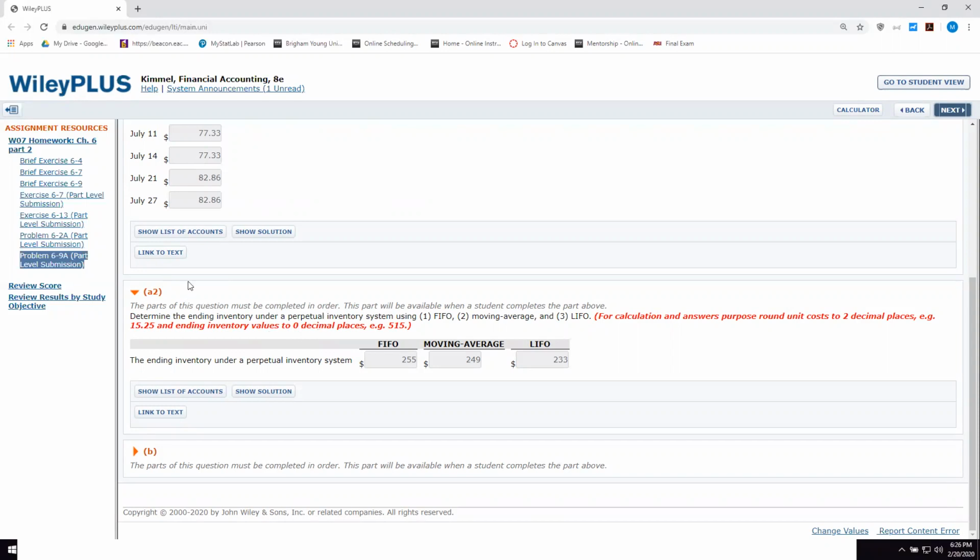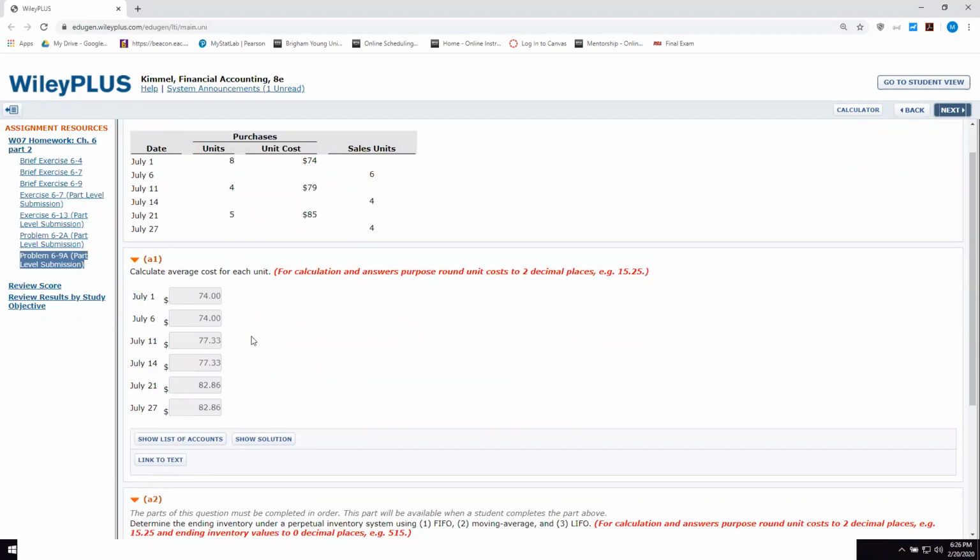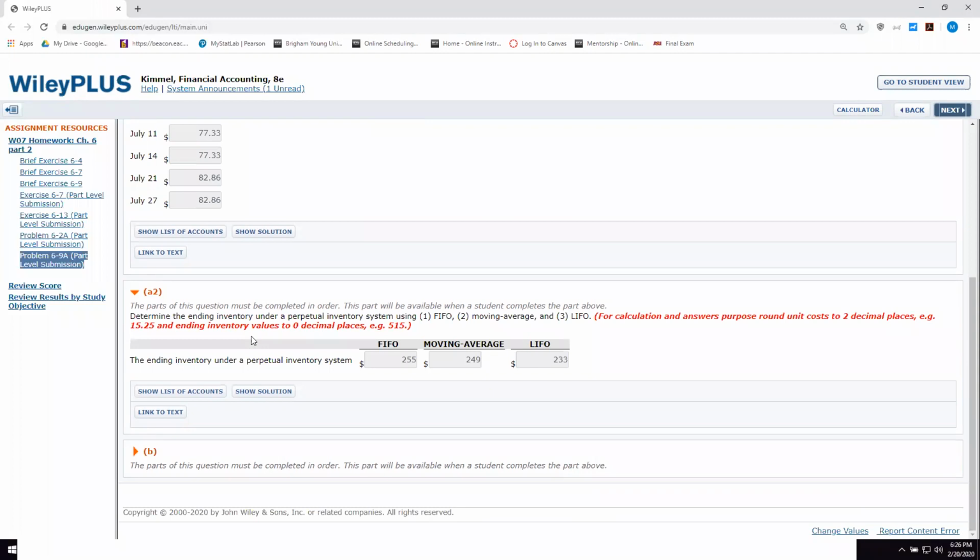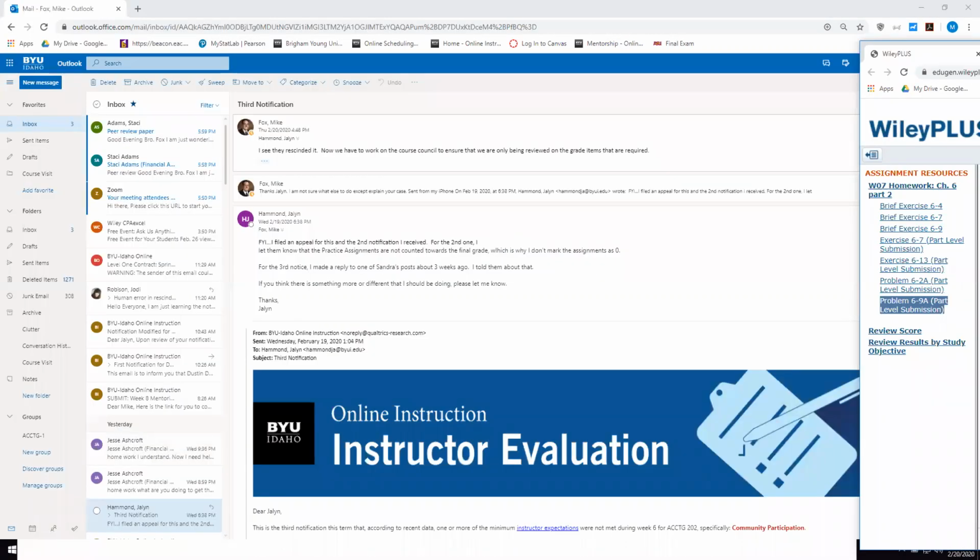So yeah, what I just did was a perpetual situation. Determine the ending inventory under the perpetual inventory system using first in first out, moving average, and last in first out. I can just go back to the video then and work it out. Yeah, in essence, what I just did, where's that Excel spreadsheet?